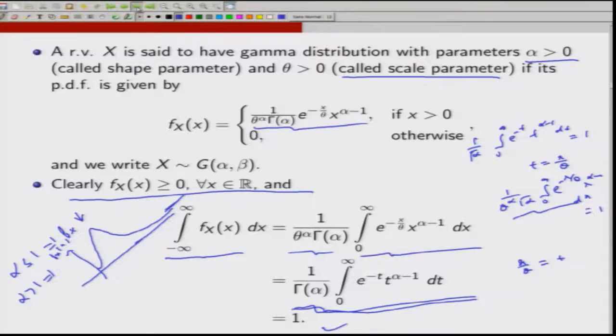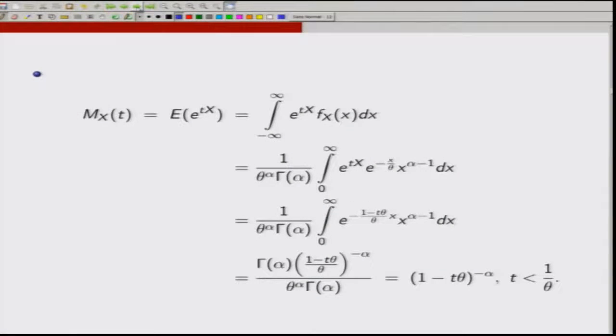So, let us try to see the moment generating function. M_X(t) is expected value of e to power tx, which is the integral of e to power tx f_X(x) dx. f_X(x) is positive only in 0 to infinity, so integral 0 to infinity, e to power tx times f_X(x), which is e to power minus x by theta, x to power alpha minus 1, divided by theta power alpha gamma alpha. So, I combine this: 1 upon theta power alpha gamma alpha, integral 0 to infinity, this becomes e to power minus (1 minus t theta) by theta x. So, I combine these two terms, x to power alpha minus 1.